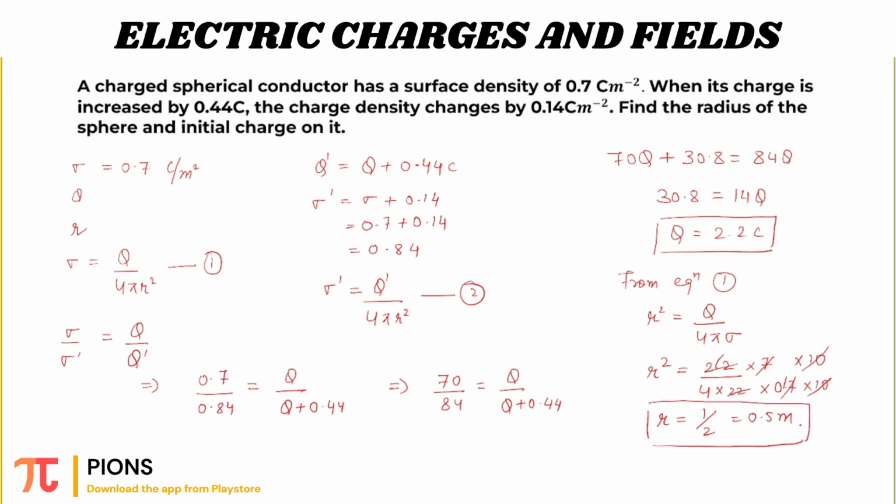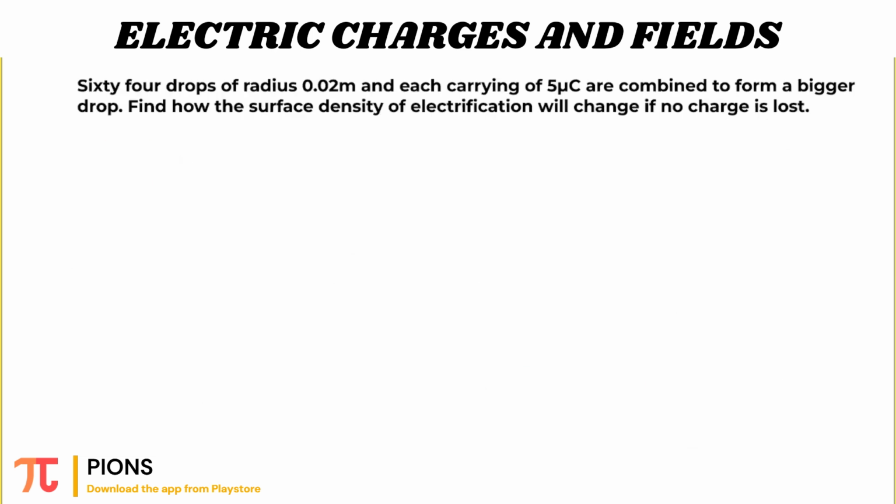Let's see the next one. Okay, so the question over here says 64 drops of radius 0.02 meter, each carrying 5 microcoulomb, are combined to form a bigger drop. Find how the surface density of electrification will change if no charge is lost.